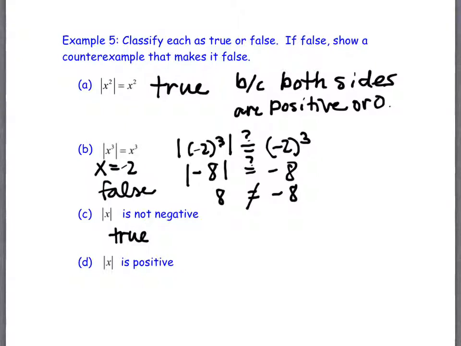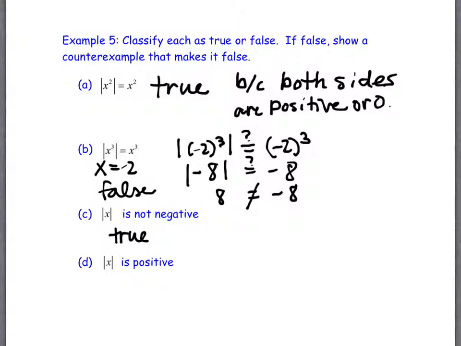Are those my only options? What's missing, Katrina? Neither. It could be neither. What number is not positive and not negative? 0. 0 is the number that gets left out of this argument, right?